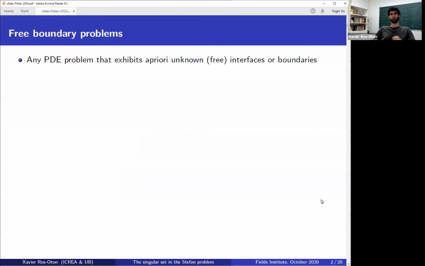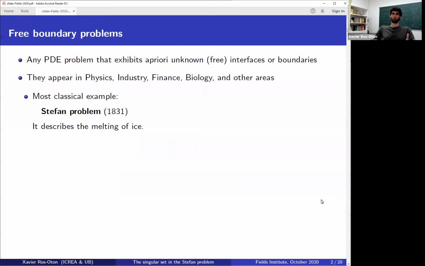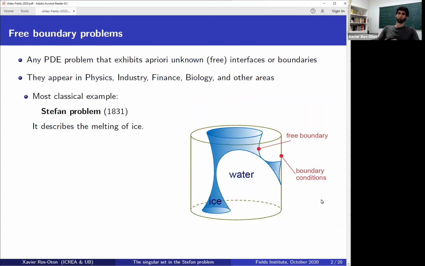So let me start by introducing the Stefan problem. The Stefan problem is probably the most classical example of a free boundary problem. It dates back to the 19th century, and it describes the melting of ice. Here we have a simple picture to give a mental picture of what to think about when you think about the Stefan problem: some ice, so there are solid and liquid phases. You have 2 phases, and the ice is melting. You would have some boundary conditions here, but what we are interested in is the free boundary, how this interface between the solid and the liquid is evolving.